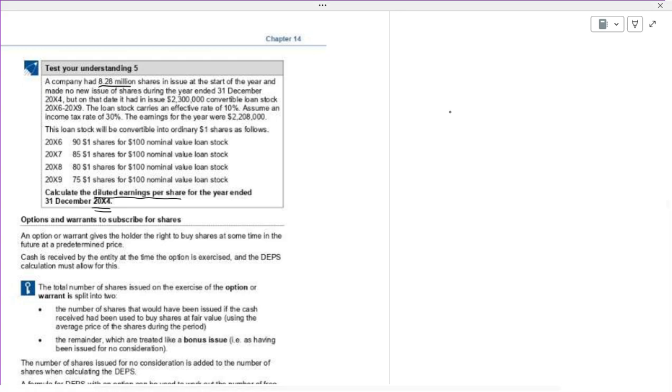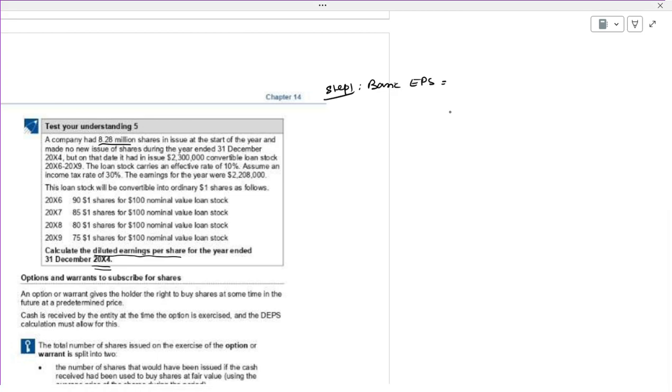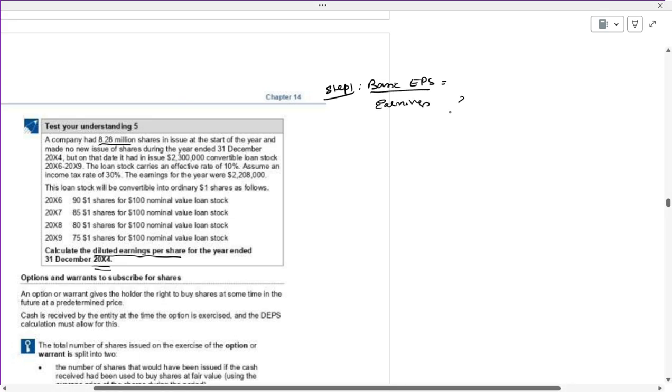Basic earnings per share, step 1. How much are the earnings? Earnings are 2,208.